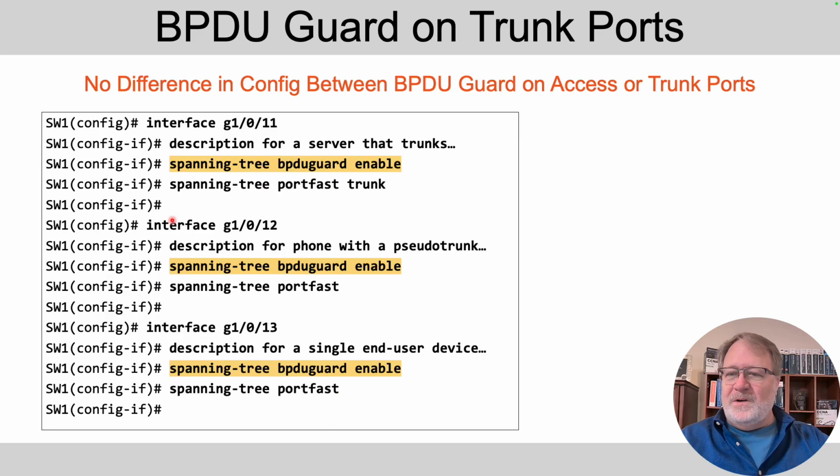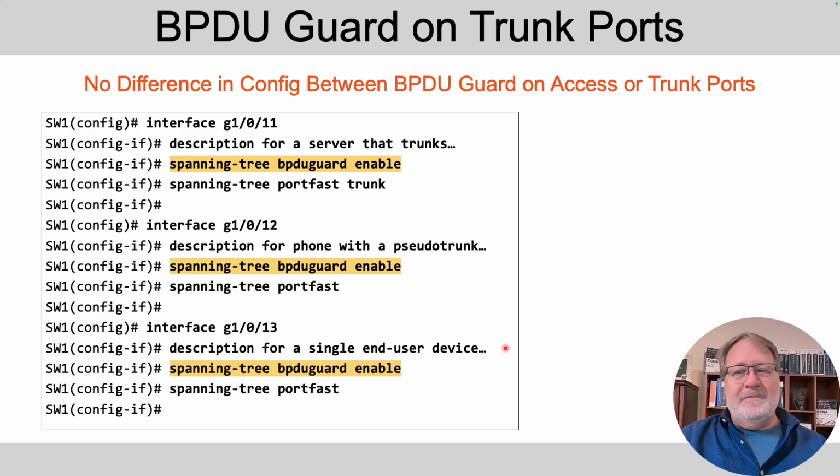So what's the config look like? Well, there's no difference in the interface subcommands. Here's the spanning-tree bpduguard enable command, and that's on the port that, say, is connected to a server that's using trunking. There's no special keywords. There's no mention of the word trunk. It's the same exact command we would use on a port that's connected to a phone, and it's the same exact command that would be used on a port that's connected to a single end user device like a PC.